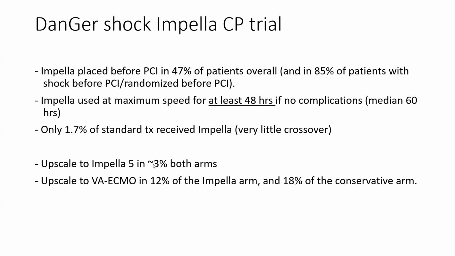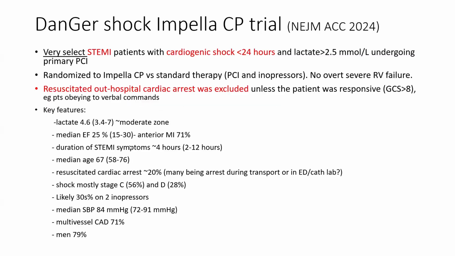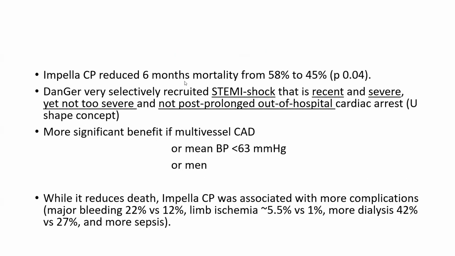About 3% of patients were upscaled to Impella 5 in both arms, and VA ECMO was used in 12% of the Impella arm as upscaling and 18% of the conservative arm. And in this trial, using those very select STEMI and cardiogenic shock criteria, Impella CP reduced 6-month mortality by a dramatic absolute value of 13%, which is massive.